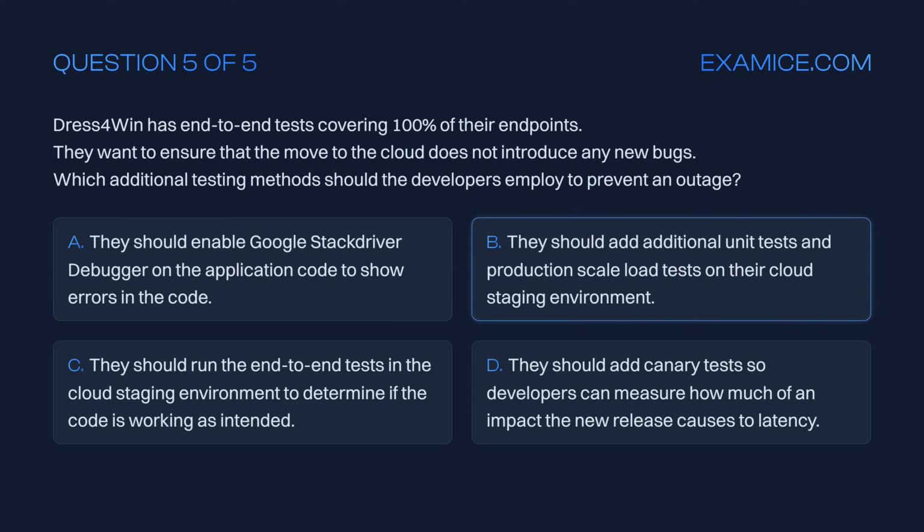Option B, they should add additional unit tests and production scale load tests on their cloud staging environment. Option C, they should run the end-to-end tests in the cloud staging environment to determine if the code is working as intended. Option D, they should add canary tests so developers can measure how much of an impact the new release causes to latency.